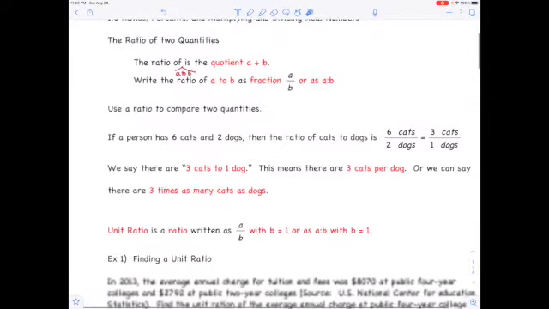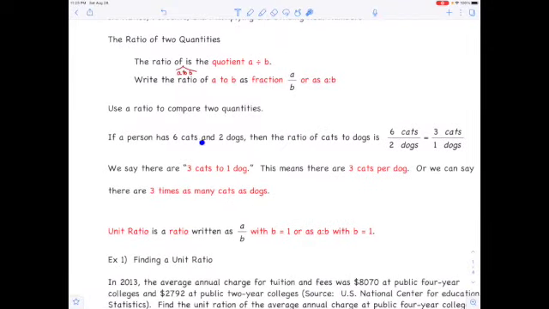Next one, use a ratio to compare two quantities. So here's some basic stuff. If a person has 6 cats and 2 dogs, then the ratio, don't forget, is cats to dogs. Which one comes first? Cats. Dogs is second. Something to something. The first thing is going to go on top. The second thing is going to go on bottom. Because of that, you can say it's 6 cats to 2 dogs, and you should reduce it to 3 cats to 1 dog.